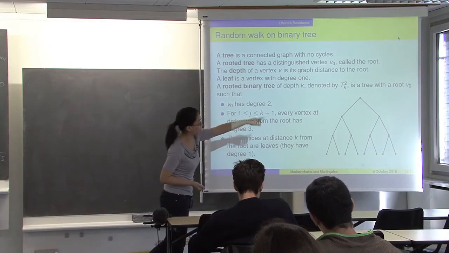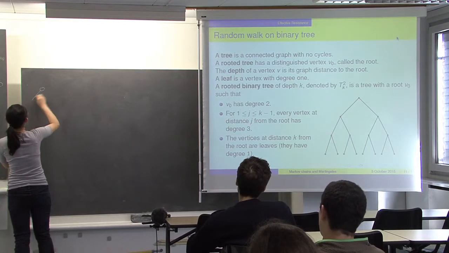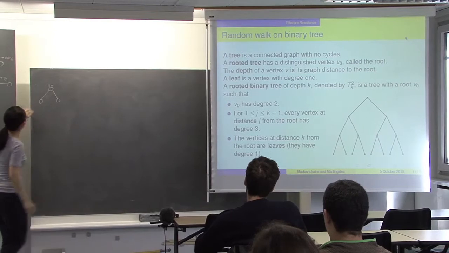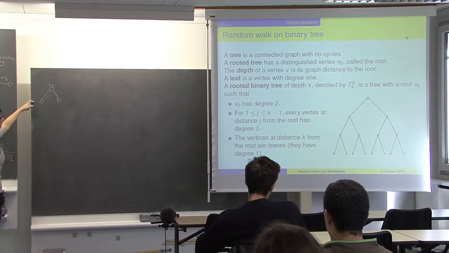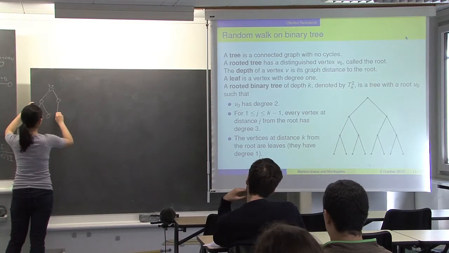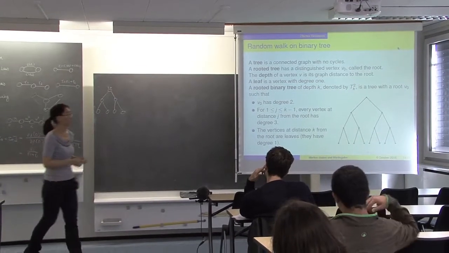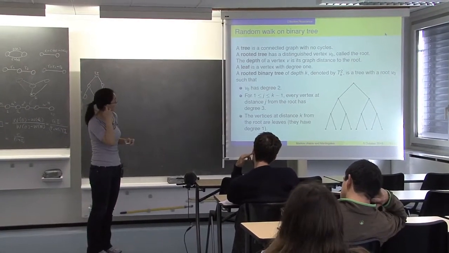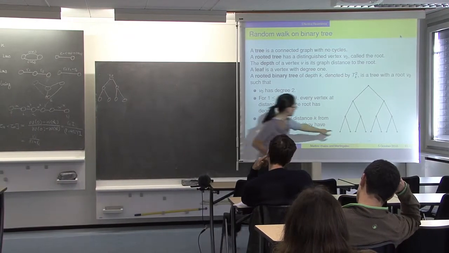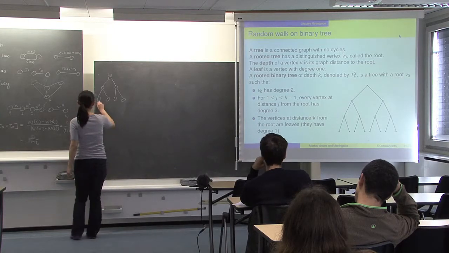Now we draw this tree according to depth. This is the root, and these 2 vertices are of depth 1, and these 4 vertices are of depth 2. A leaf is a vertex with degree 1. In this graph, we can see that these vertices are the leaves, because they only have degree 1.